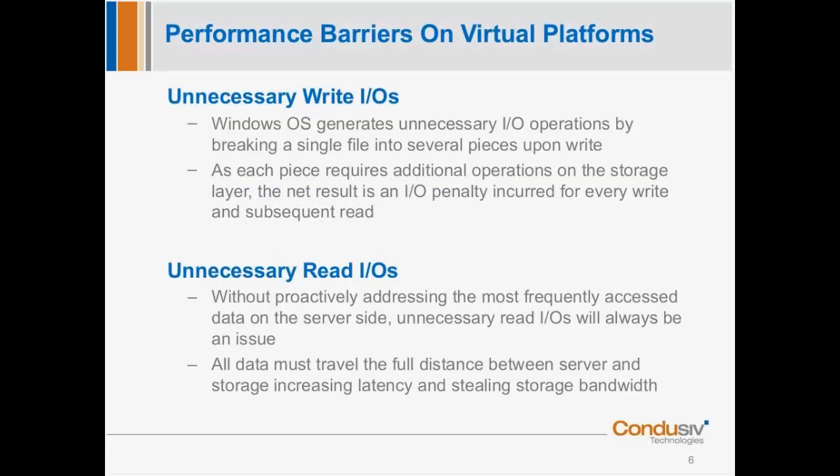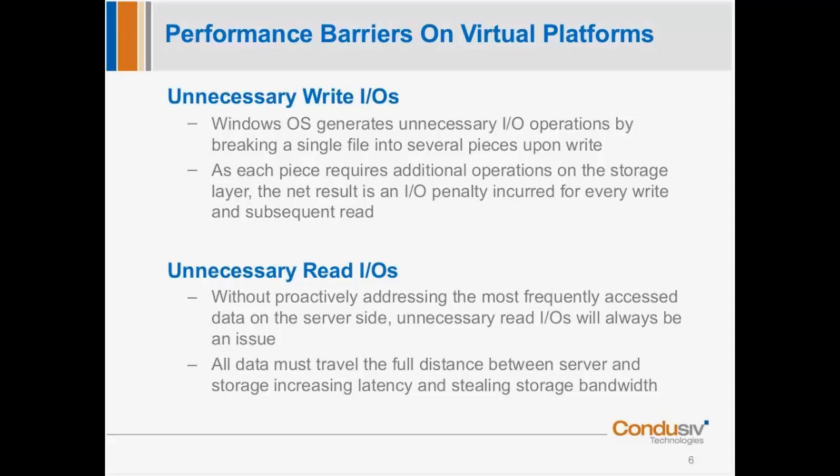Thank you, Nick. You can think of the two primary performance barriers in two different buckets. One is unnecessary write I/Os, and the other is unnecessary read I/Os. The first bucket, unnecessary write I/Os, is caused by the Windows operating system breaking a file into several pieces upon write. The challenge is each piece requires an additional operation at the storage layer. In essence, this is a write penalty, because you're taking a perfectly good file and breaking it up into pieces, so every single one of those pieces creates a write, and it also creates activity when you have to read back all those pieces.